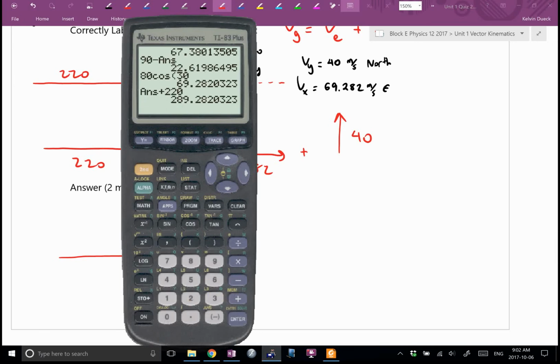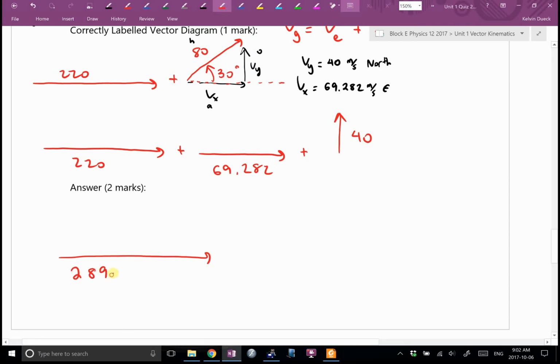East 289.282, tip to tail with 40. My scale right now is terrible, but I did tell you that I knew the resultant would be a slightly up slanty line. It is. This is my resultant. This is what I'm going to try and find.